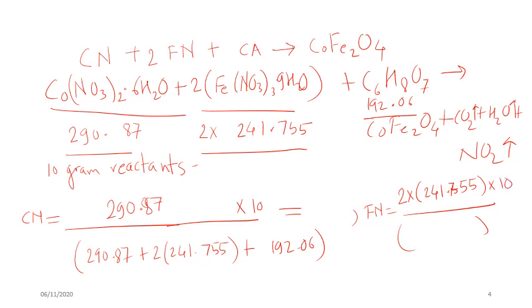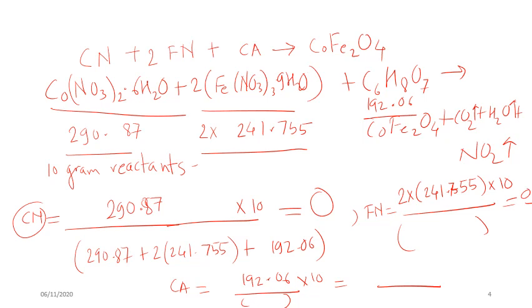And similarly for the last case, that is citric acid, we can do it like 192.06 divided by this bracket denominator as it is into 10. So this will give me some value. So the cobalt nitrate's weight I have to take from here, then the ferric nitrate's weight I have to take from here, and the citric acid's weight I have to take from here. I have to do these calculations on my own, and then we have to do the final reactions.